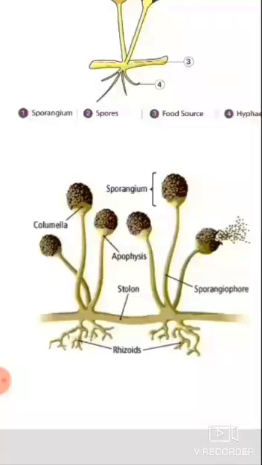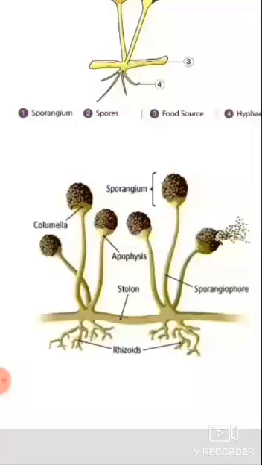Fungus is a multicellular structure. It consists of a number of filaments called hyphae. The hyphae which enter into the organic substances are called rhizoids and stolon. And the hyphae which are upright, straight from the substratum, bear a bag-like structure called sporangia. Sporangia is a sac or bag-like structure which contains spores. The hyphae bearing sporangia are called sporangiophore. And the sporangia contain a number of spores.